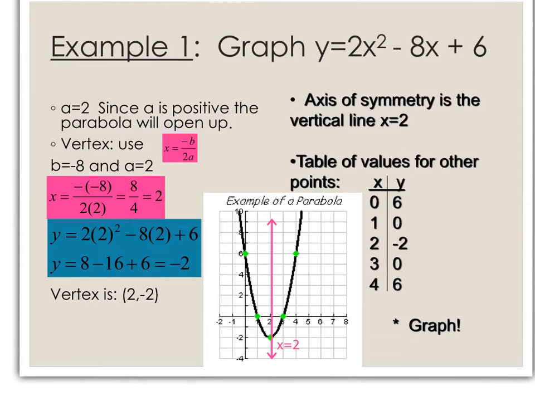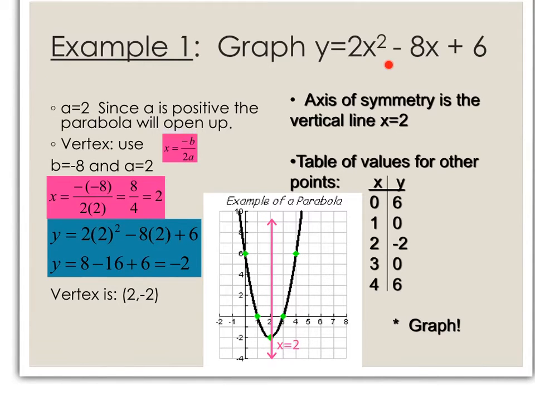Now, let's apply those concepts. In this first example, we have an equation that is in standard form. Our a is 2, and because a is positive, we know that the parabola will open up. Now, how can we find the vertex? To find the vertex, we use the following formula to get the x value first: negative b divided by 2 times a.